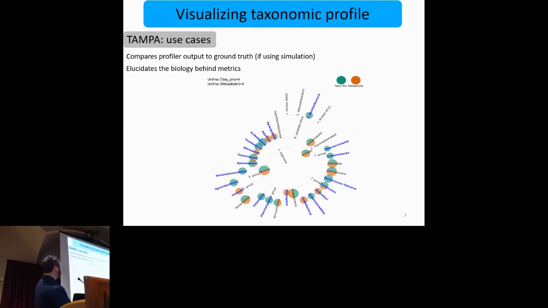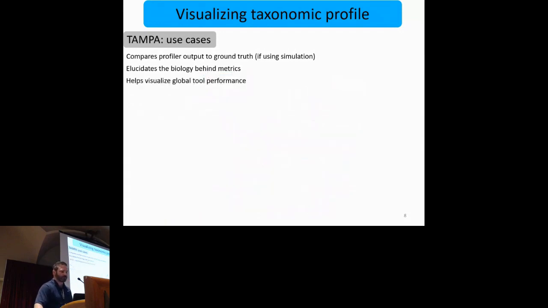So here are two taxonomic profiling tools, TaxiPro and Metafiler. And one of the metrics that CAMI looked at is this UniFrac error. And it actually turned out that these two tools had the exact same UniFrac error. So you'd think, oh, they're performing the same. Well, now that we actually visualize it, we can see, oh, they actually have very different taxa that are being predicted here. And so it can help you understand the biology that's happening behind the metrics.